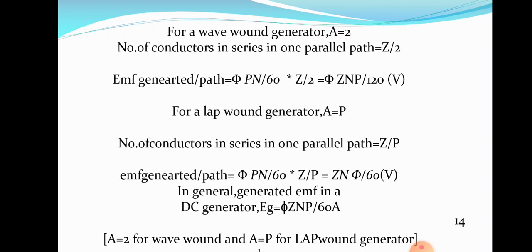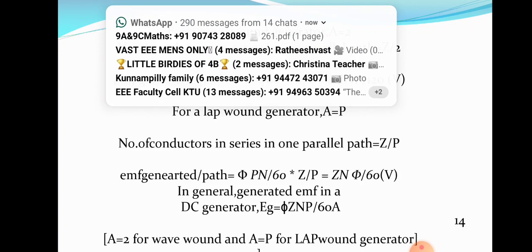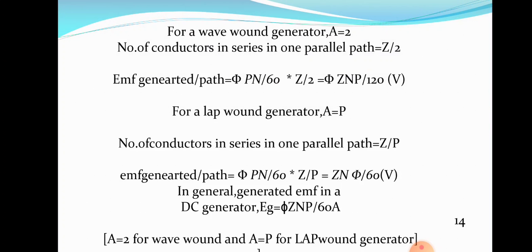There are two types of armature winding, lap winding and wave winding. First of all, we are discussing wave winding. For a wave wound generator, capital A, the number of armature parallel paths, is equal to 2. Totally Z conductors are there, and total parallel paths are 2, so the number of conductors per parallel path is equal to Z by 2.